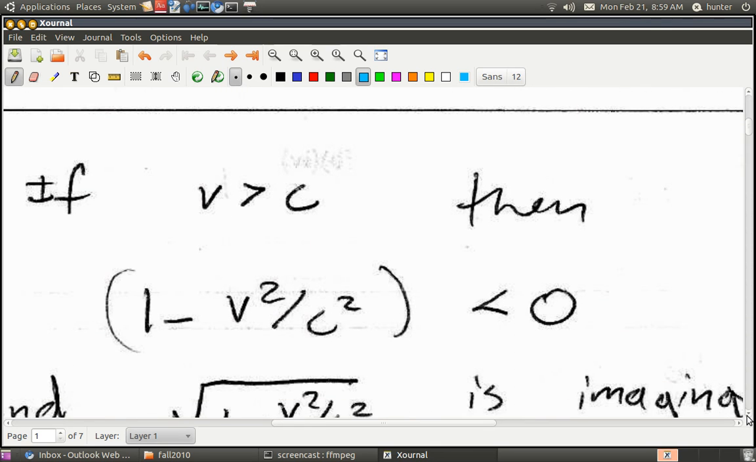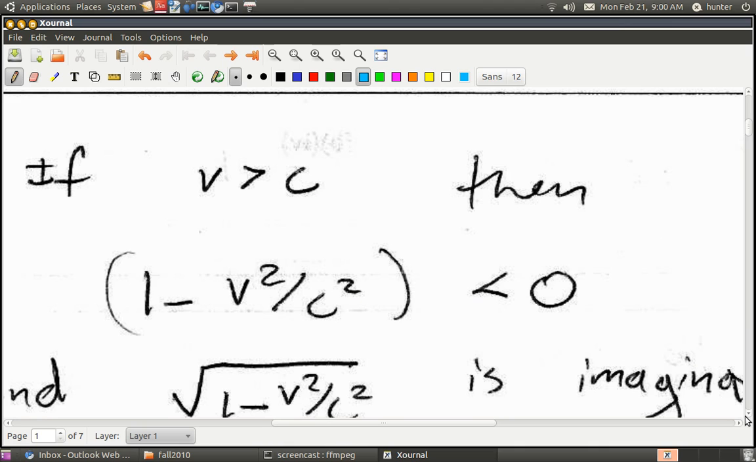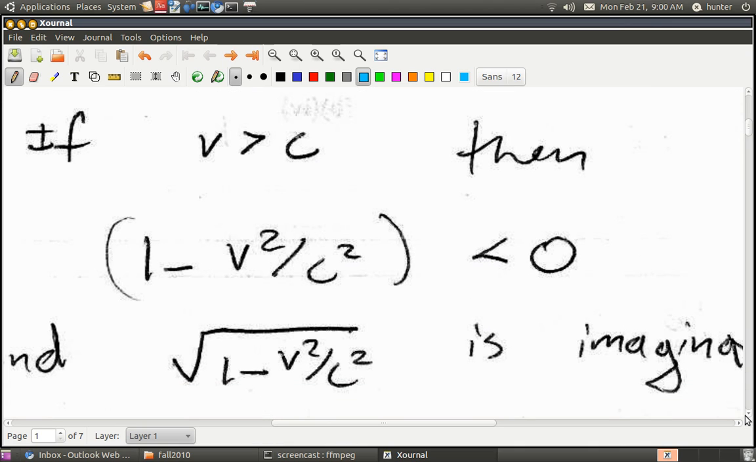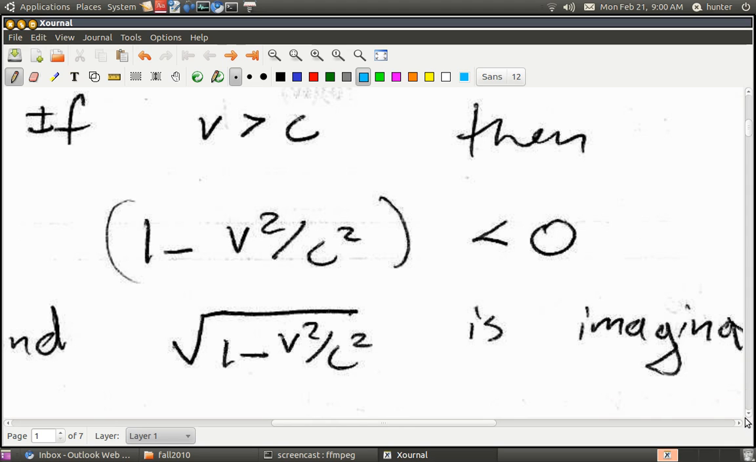So if velocity were ever greater than the speed of light, then you would have a negative number under the radical. And if you have a negative number under the radical, then the function's not defined. So that function, for the way length changes as a function of velocity, just isn't defined if v is greater than c. So the domain is from like 0 to c. Okay, so that's the mathematical reason. And that's the solution to the first question.